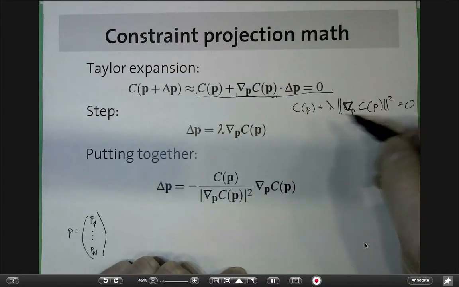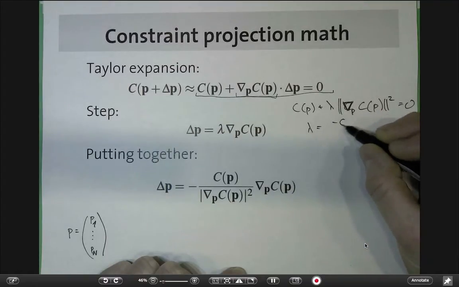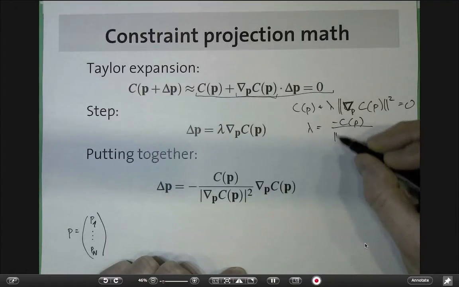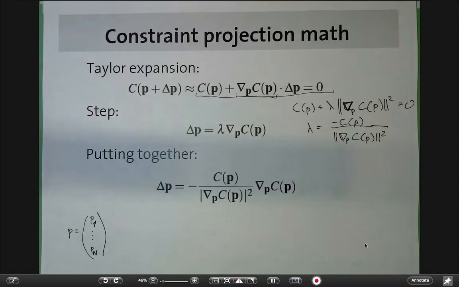Okay, and now I can solve for the lambda, and what I get is that lambda must be minus Cp divided by the squared norm of the gradient. Yep, everybody happy about that? Sort of makes sense, right?